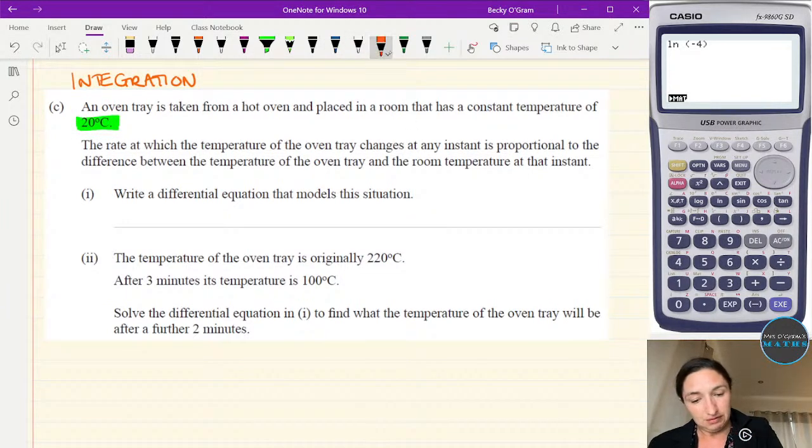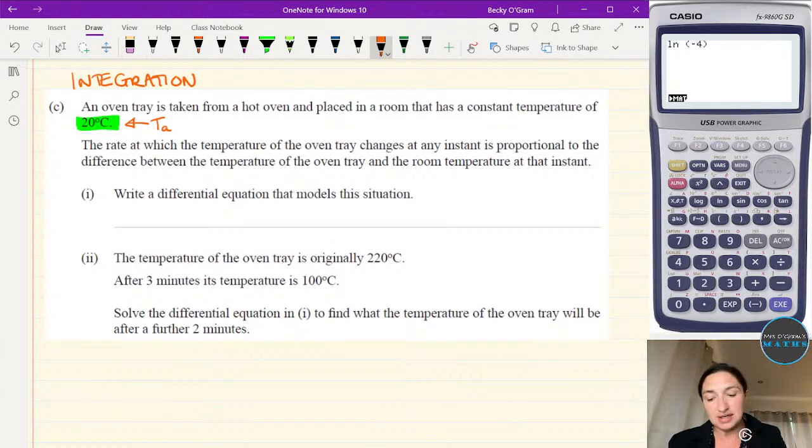I'm just going to write that in there. So this one here we talk about as being the ambient temperature, which I'll note with temperature and then a little A next to it for ambient, meaning the surrounding temperature. The rate at which the temperature of the tray changes. So our tray is obviously going to cool down as we take it out of the oven. It will cool down towards 20 degrees. Now it cools down really fast at the beginning and then slower as it gets closer to 20.